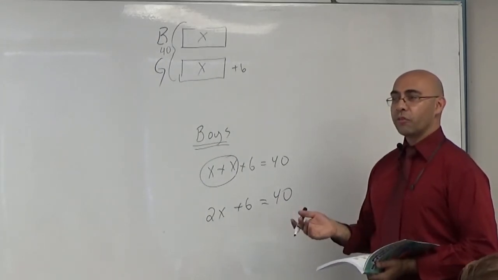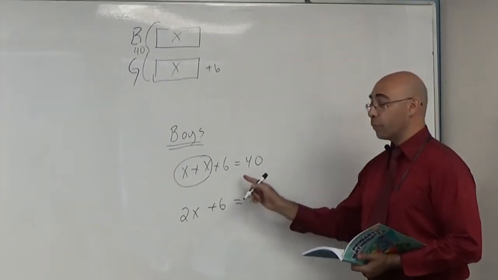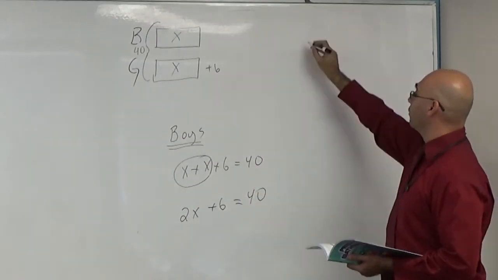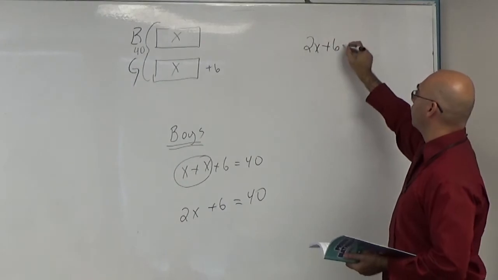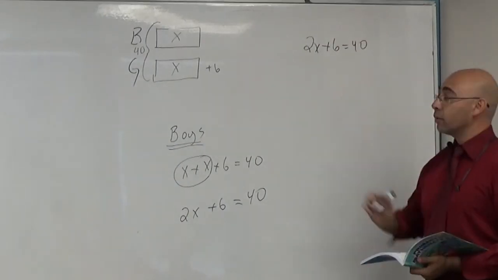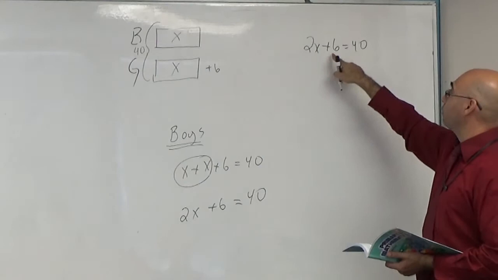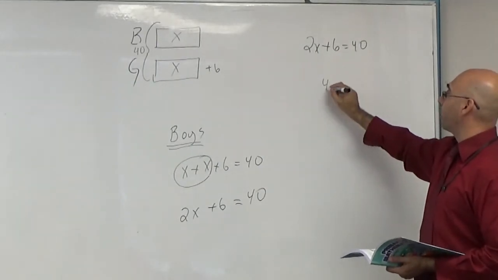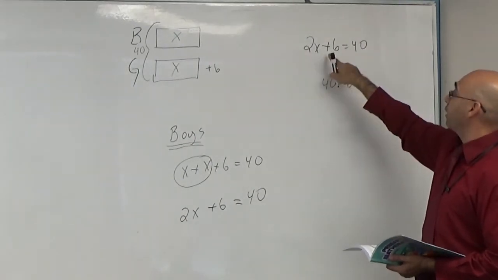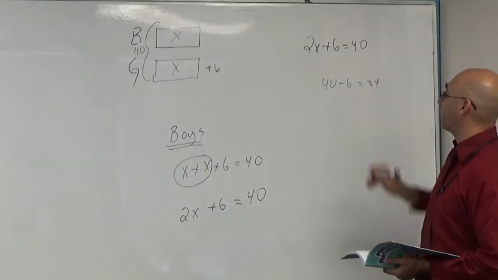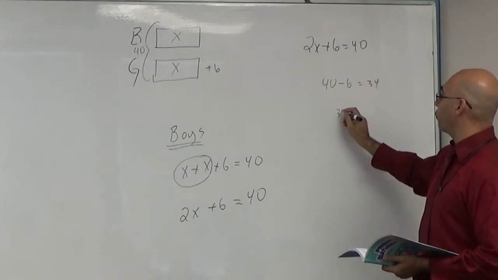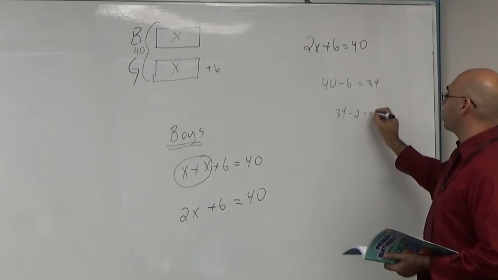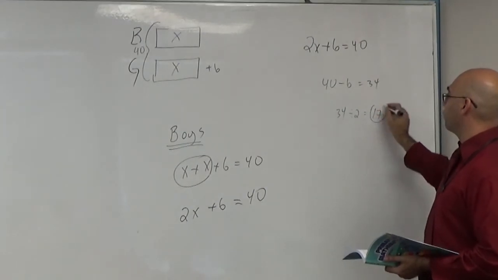Now, what did we do to find our answer? So the first thing we did, we got the total, that 40. Let me rewrite it here. First thing we did, we had our answer, and then we subtracted 6. So we did 40 minus 6. So we got that and subtracted that, and we got 34. What did we do with that 34? We divided by 2, and that's how we did that.